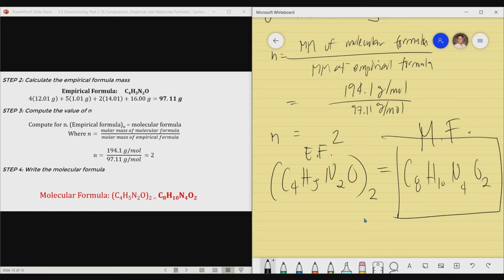I hope you understood the process of how we can compute the molecular formula, and not just the molecular formula, but also percent composition and empirical formula.